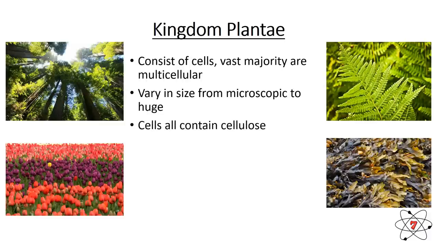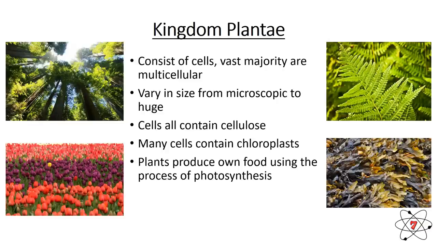One of the key features that plants have that no other kingdom has is that the cells contain a compound called cellulose. This is used for plants to make things like their cell walls. Plants also contain chloroplasts. Chloroplasts are used by the plants to produce their own food in photosynthesis. They turn carbon dioxide and water into glucose and oxygen. Some Protocista can do this, but it is mainly plants that have the ability to produce their own food.